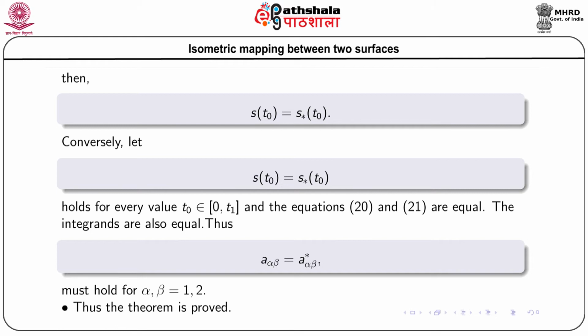So, we have seen that for isometric mapping the arc lengths are equal and therefore, the coefficients of the first fundamental forms are also equal.